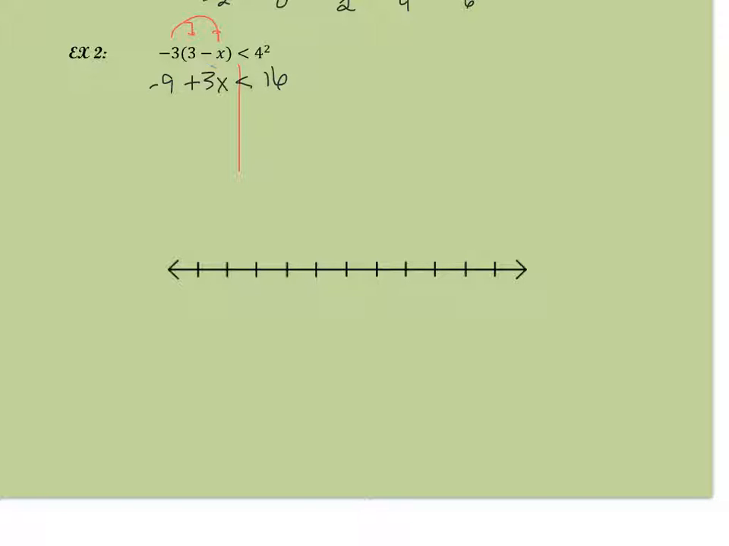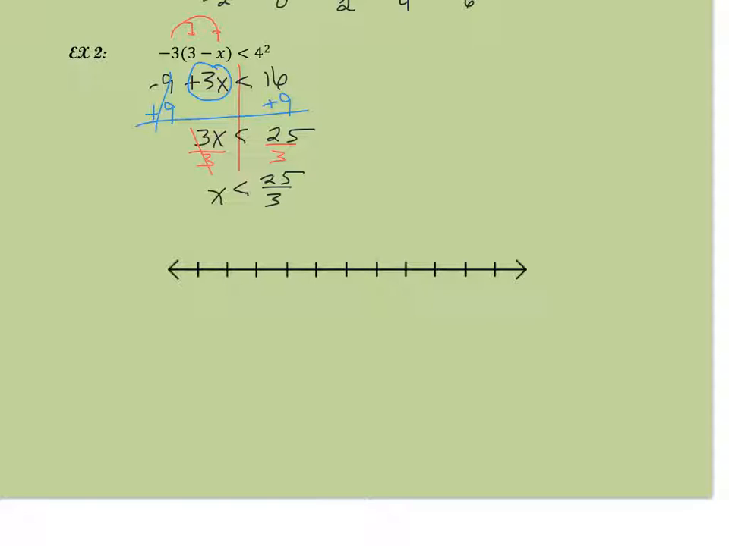So now we're back to solving the regular inequality, so we want to get that 3x by itself. So we're going to get rid of the negative 9 by adding 9 to both sides. So bring down the 3x. That's less than 25. 16 plus 9 is 25. Then to solve, we're going to divide both sides by 3. Don't let it bother you that 3 does not go into 25 evenly. Your answer is indeed a fraction, so it's less than 25 over 3.